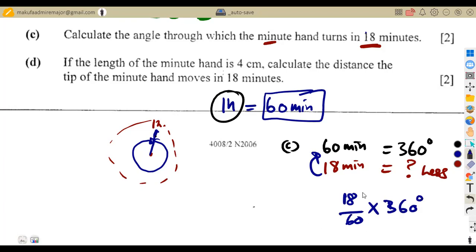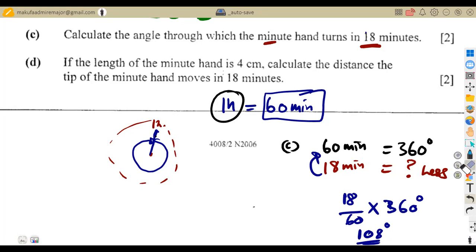All right, so that was the condition of our question. This is going to give us 108 degrees. So that is the part of calculating an angle. You simply refer to the complete revolution, 60 minutes from the 1 hour concept. What about for 18 minutes?